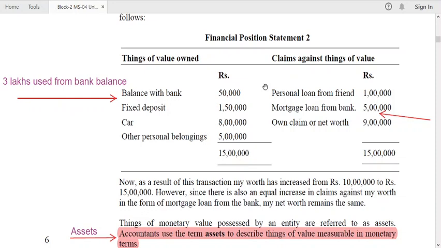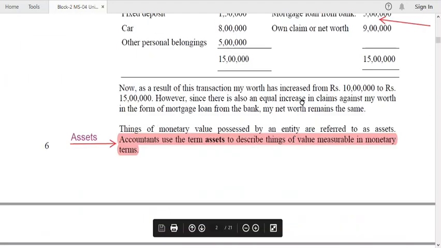His assets are increased to 15 lakh rupees. This personal loan is already there, 1 lakh. Now he has taken a new loan from the bank, 5 lakh rupees, and his claim still remains the same. There is an increase in asset on the left side, and there is an increase in the liability on the right side. That is loan from the bank. Therefore, total liability is 15 lakh, total assets 15 lakh.